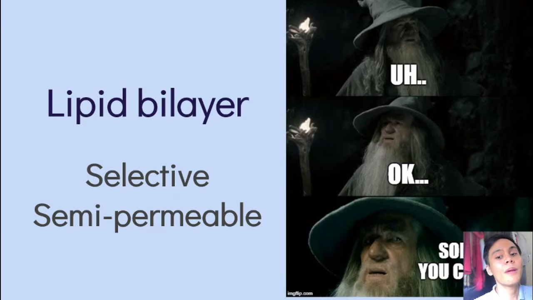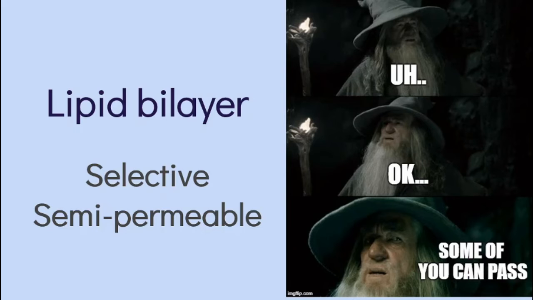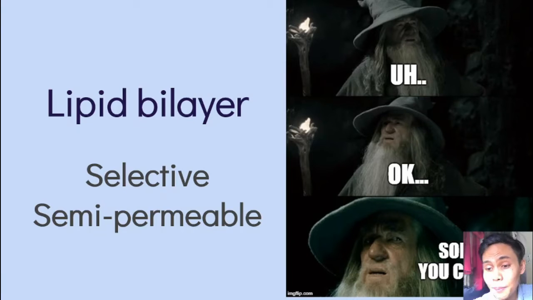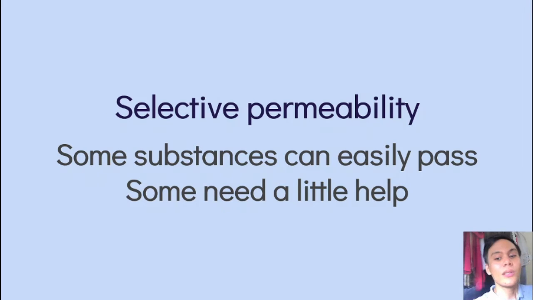Okay, so the lipid bilayer needs to be able to get stuff in or out selectively. So it's selective or semi-permeable. Some stuff can pass while others have a hard time passing through. Again, the lipid bilayer, we're talking about the layers of phospholipids. So the plasma membrane, its main component is selective and semi-permeable. Selective permeability means some substances need a little help.